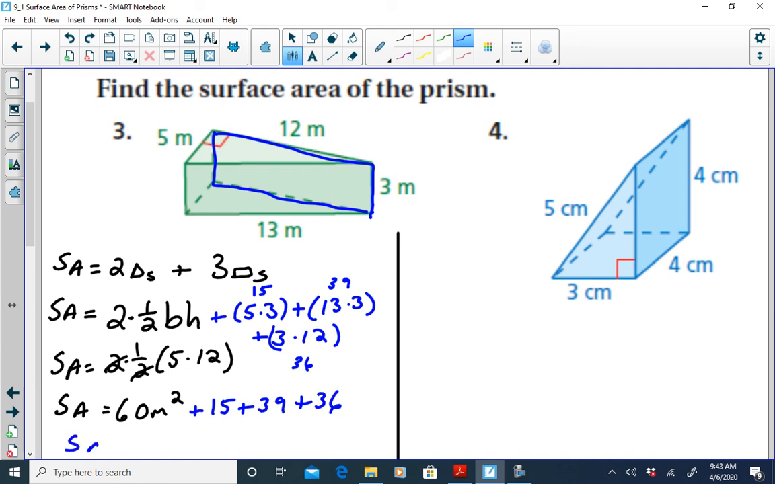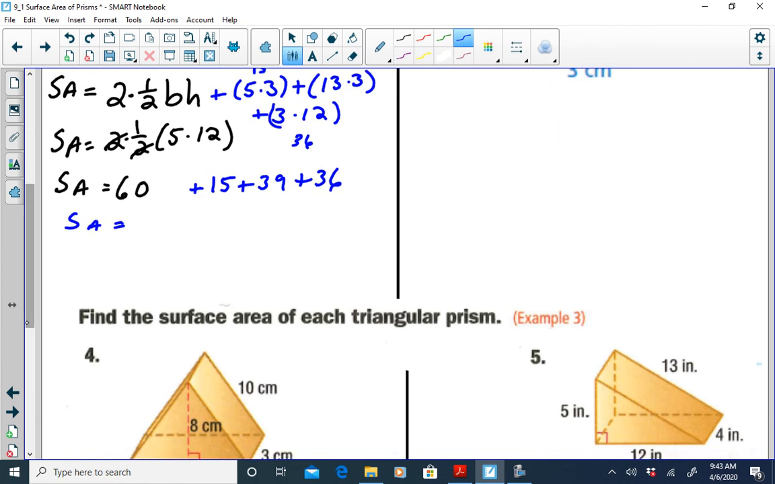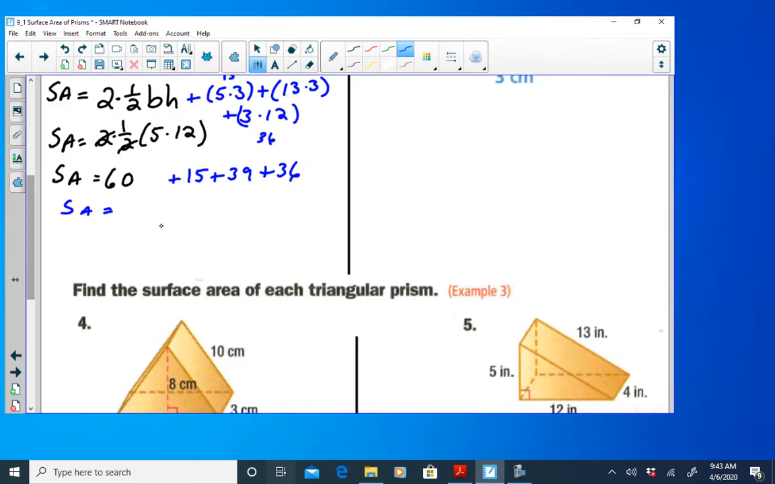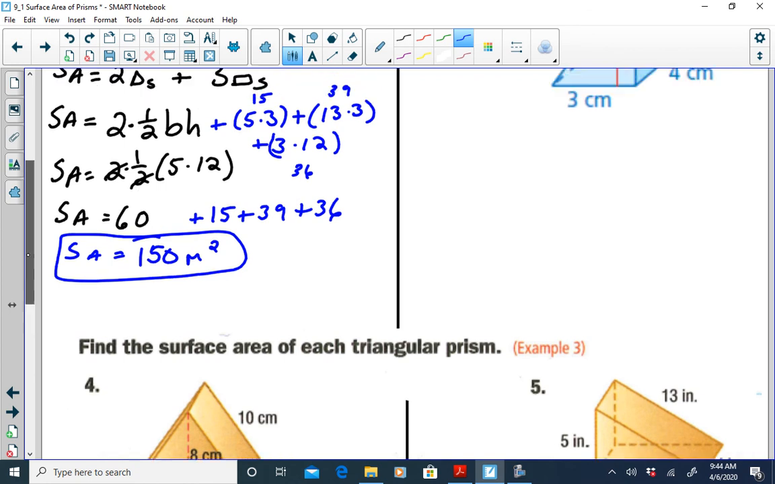So your total surface area is equal to the sum of all of those segments. All right, let me erase that, and we add them together. And when we add them together, we get 150, and these are square meters for the surface area. But once again, it's the area of two triangles, and then we find the area of three rectangles.